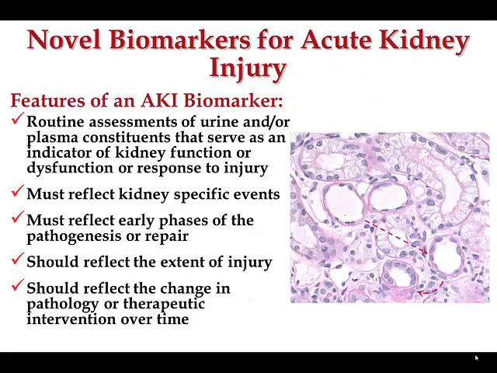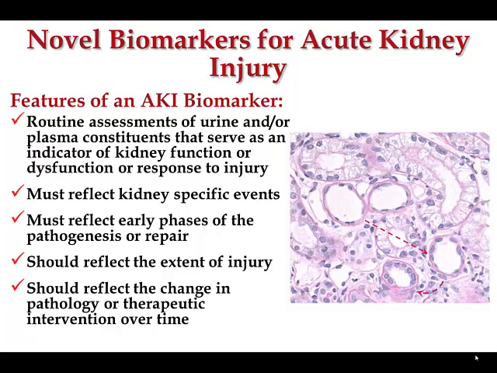All right, so what are we looking at in a biomarker that's going to be useful for us to help predict whether the tubular injury is here and it's going in this direction, or at what stage it is? A biomarker we would like to be something that can be routinely assayed in either urine or plasma, that's a constituent of urine and plasma, that can serve as an index or an indicator of dysfunction or damage or recovery of these renal cells.